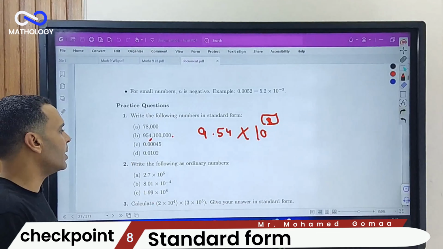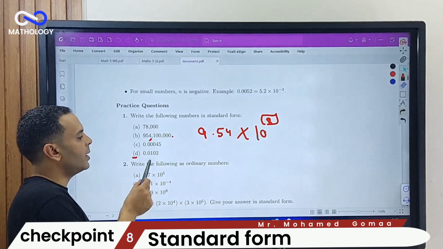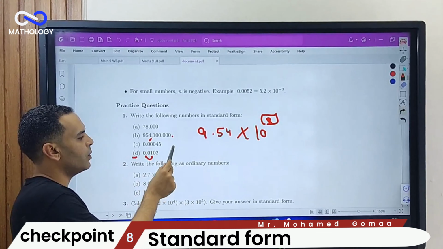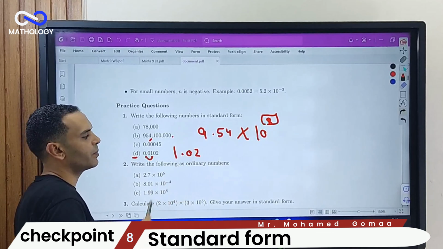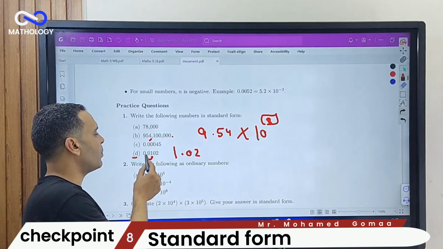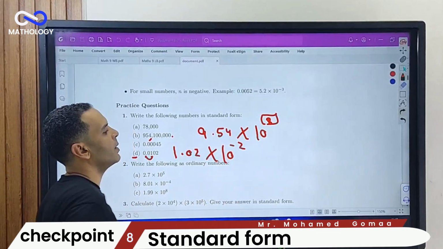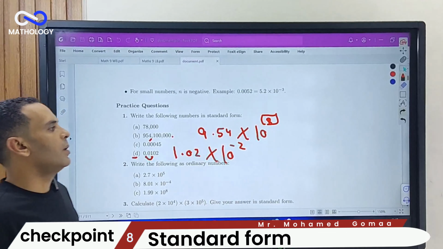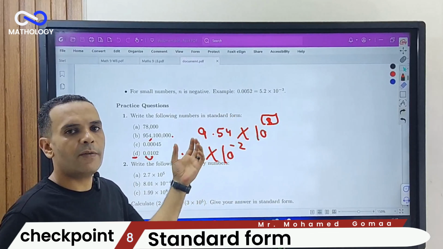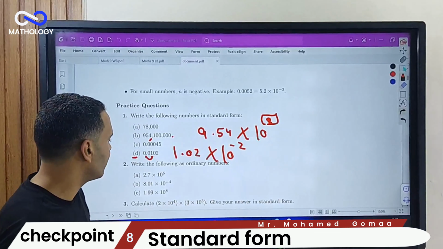What about this number, letter D? To get a number between 1 and 10, you have to move the decimal point between 1 and 0. It will be 1.02, greater than or equal to 1 and smaller than 10. We move the decimal point to the right 2 digits, so multiply by 10 to the power negative 2. Remember, if you move the decimal point to the left, the power of the 10 will be positive. If you move it to the right, the power of the 10 will be negative.